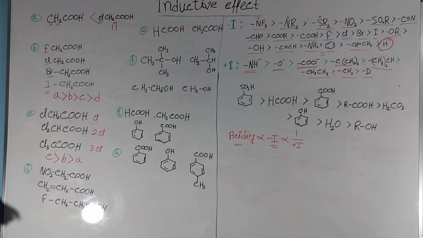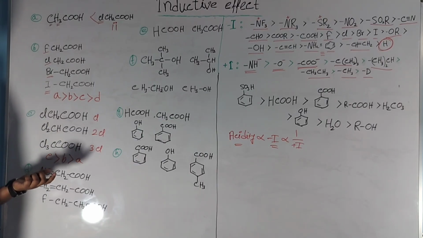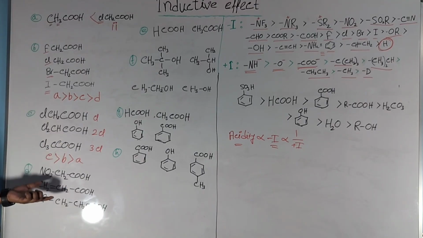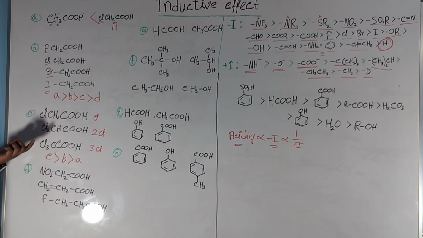Have you got my point? It means the number of chlorine atoms increases. As the number of chlorine atoms increases, the number of minus I effects increases. As the number of minus I effects increases, acidity will increase.